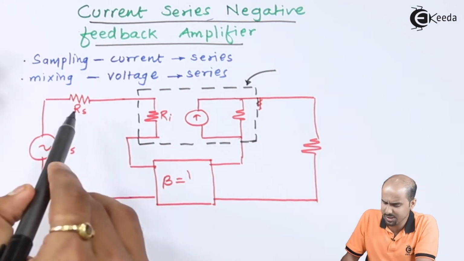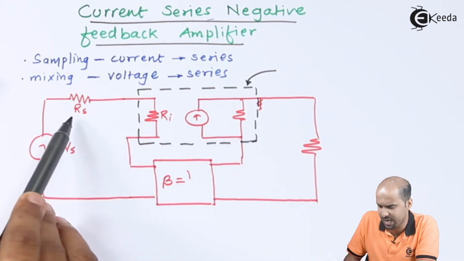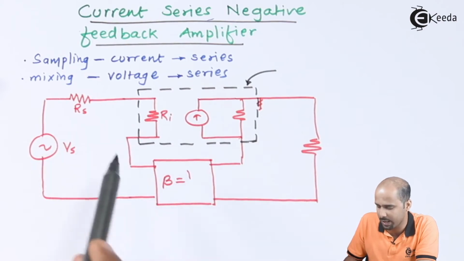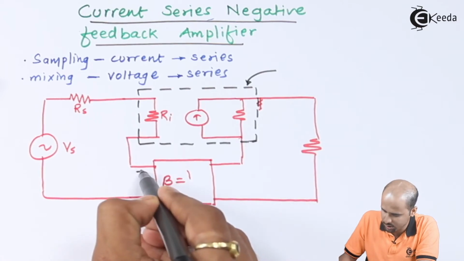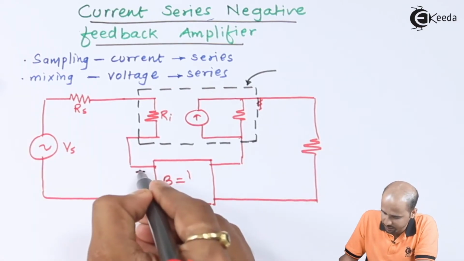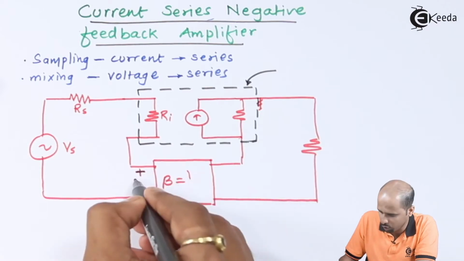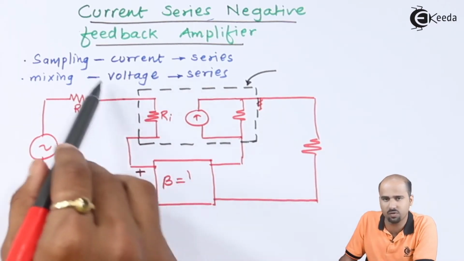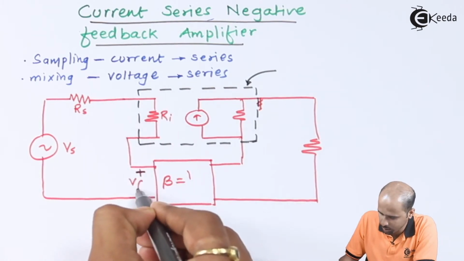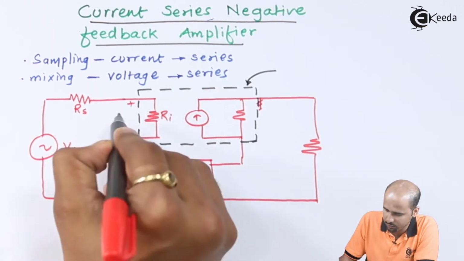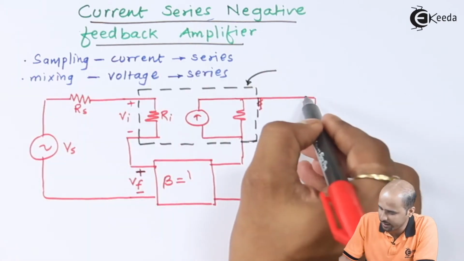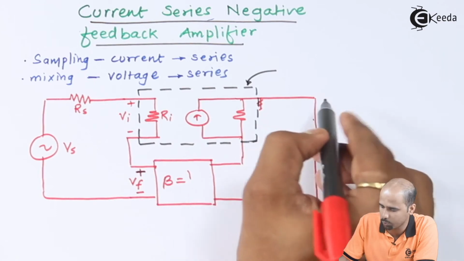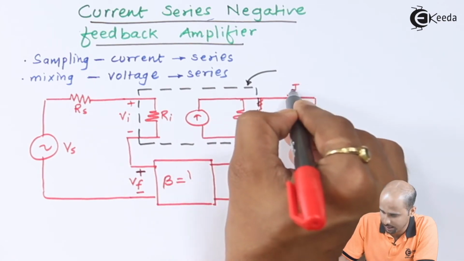So this is nothing but your series combination at the input side. Rs is very less as compared to Ri, and this is your total voltage supply, that is Vs. This is the voltage that we'll be getting at the feedback. Feedback is in the form of voltage, because mixing is in the form of voltage, so that's why I've written over here Vf. This is nothing but the Vi, that is input voltage. I will get the value at the output as the parameter current, that is the output current, Io.